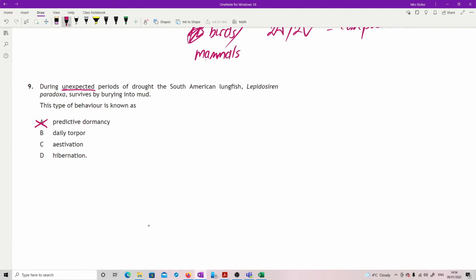Unexpected periods of drought is not going to be daily torpor, because that would be something expected. And we're left with aestivation and hibernation. Now, aestivation is the way that they deal with drought, high temperatures, things like that. Hibernation is a form of predictive dormancy with a long-term lowering of metabolic rate. So a different thing, which you do need to know, but it's a different example. So aestivation.